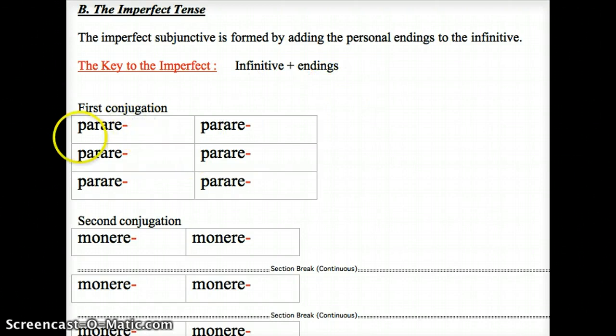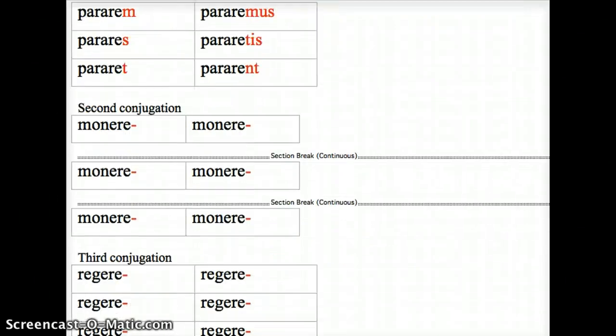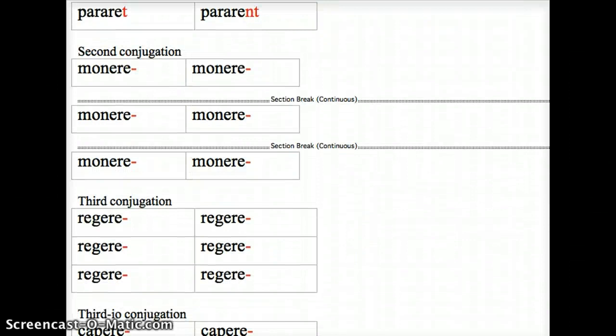So in our first conjugation, parare is our infinitive. We're just going to add endings to it. Pararem, parares, pararet, pararemus, pararetis, and pararent. Pararem, parares, pararet, pararemus, pararetis, pararent. Okay? Very often a dead giveaway that you're going to have the imperfect subjunctive right there. We'll move up. Why don't you try the second conjugation and the third conjugation?